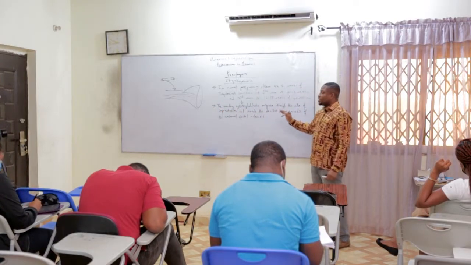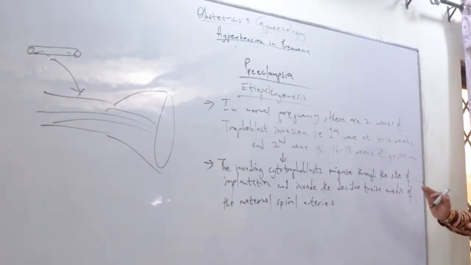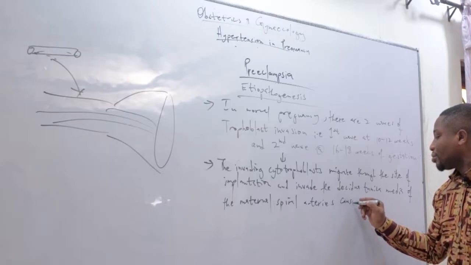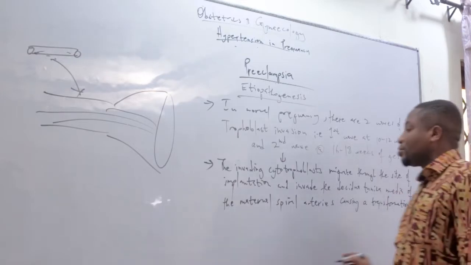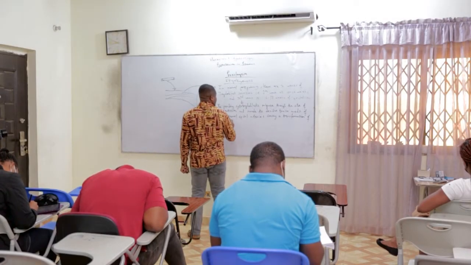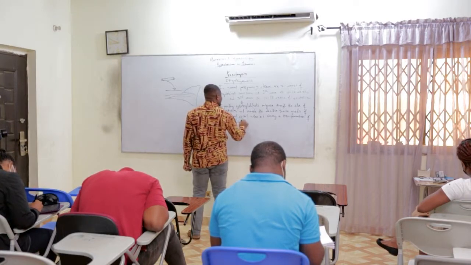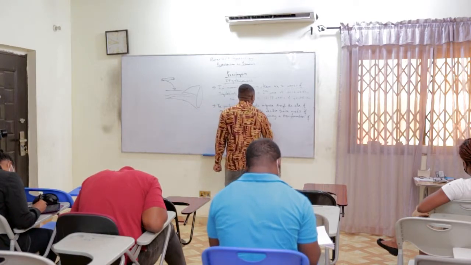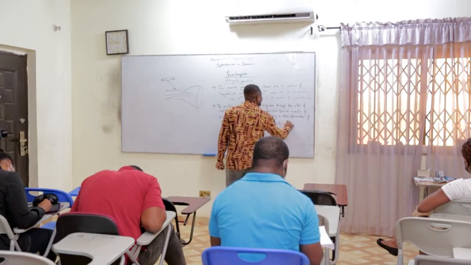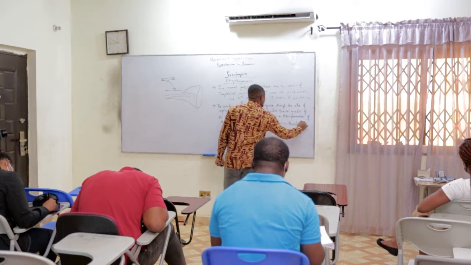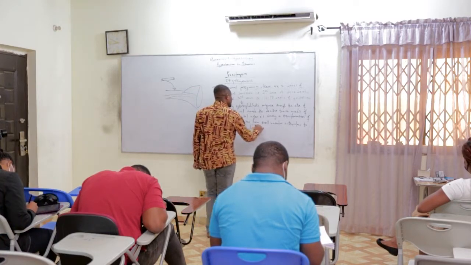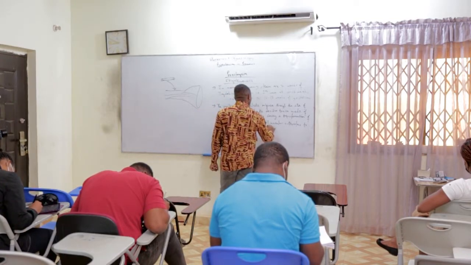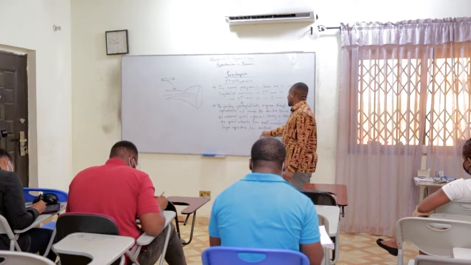Okay, the invading cytotrophoblasts migrate through the site of implantation and invade the decidual tunica media of the maternal spiral arteries, causing a transformation of the spiral arteries from small muscular arterioles to large capacitance, low resistance vessels.